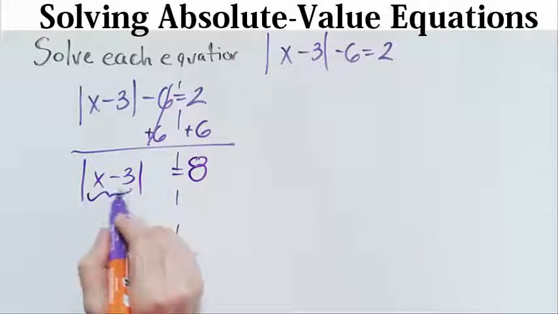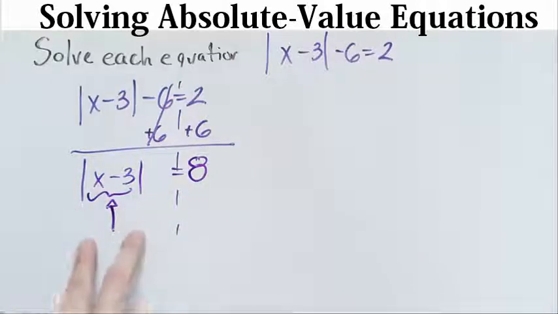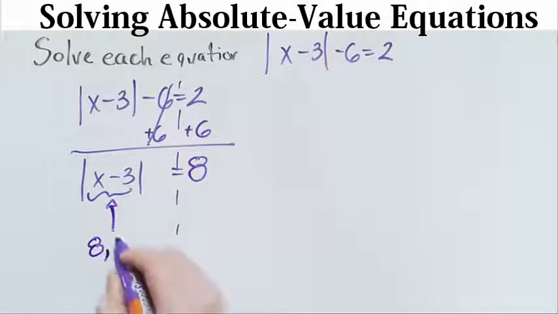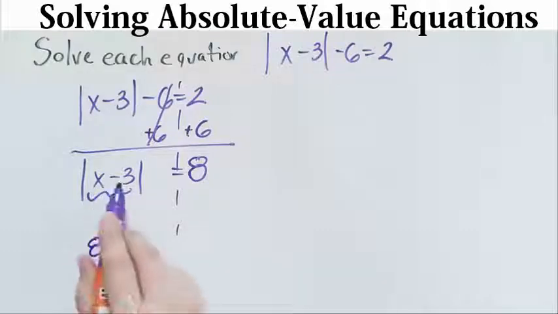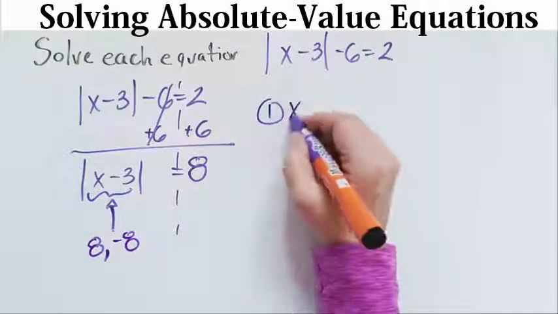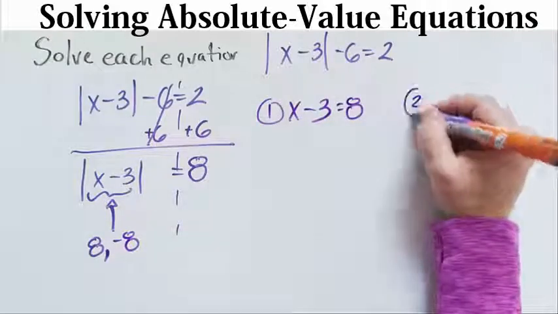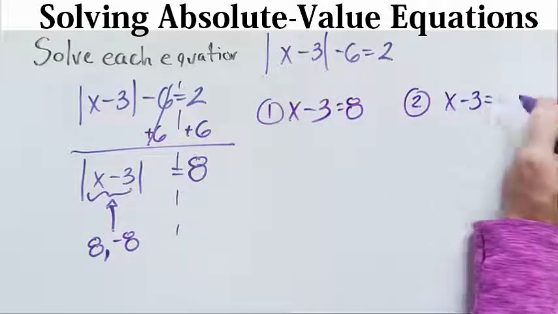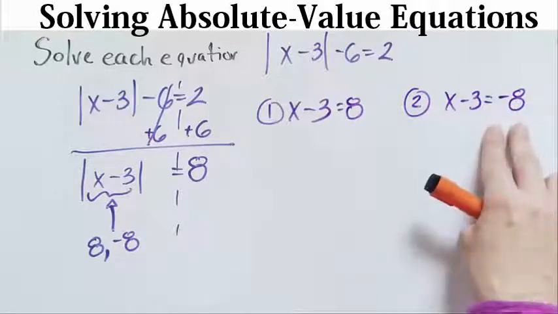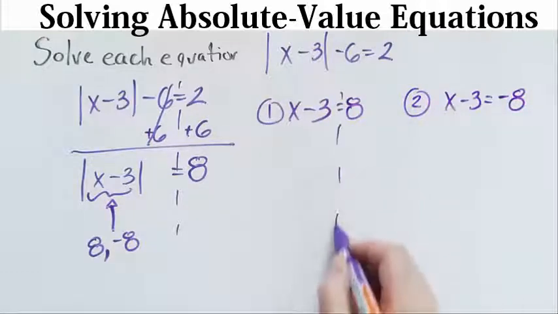I need to figure out what number could I put in here to where that is 8 away from 0. So what numbers are 8 away from 0? 8 is 8 spots away from 0. Well, so is negative 8. That meant this inside stuff could have been 8 away from 0, or this inside stuff is a negative 8 because he is also 8 away from 0. So I need to solve for x.